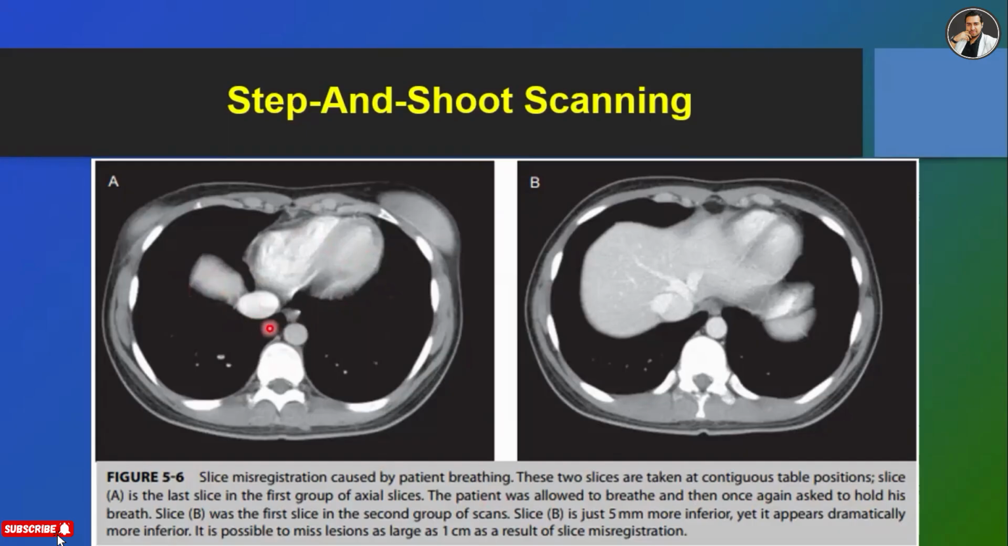But when the second scan was done, the patient had breathed again. It is just 5 mm more inferior, yet it appears dramatically more inferior. It is possible to miss lesions as large as 1 cm as a result of slice misregistration. The first slice was on the liver dome. It means that there is a misregistration of the slice. This is because of the breathing.